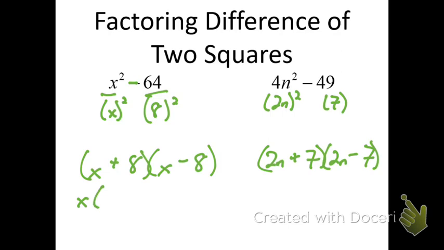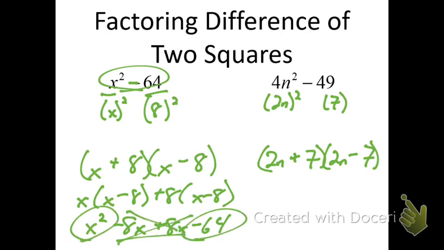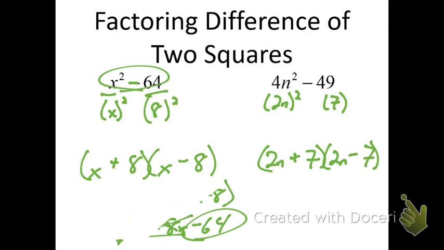If I multiplied this out, we should end up with this. So x times x minus 8, and then plus 8 times x minus 8. So I have x squared minus 8x, plus 8x minus 64. Since they have different signs, those two make 0. So they go away, and that's why we're left with x squared minus 64. Now, since we factored it, this is our answer right here. That's completely factored. Okay?